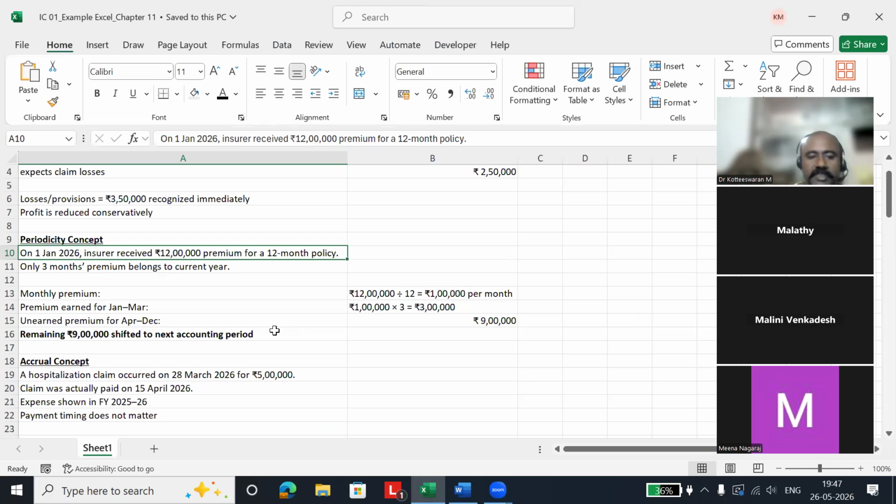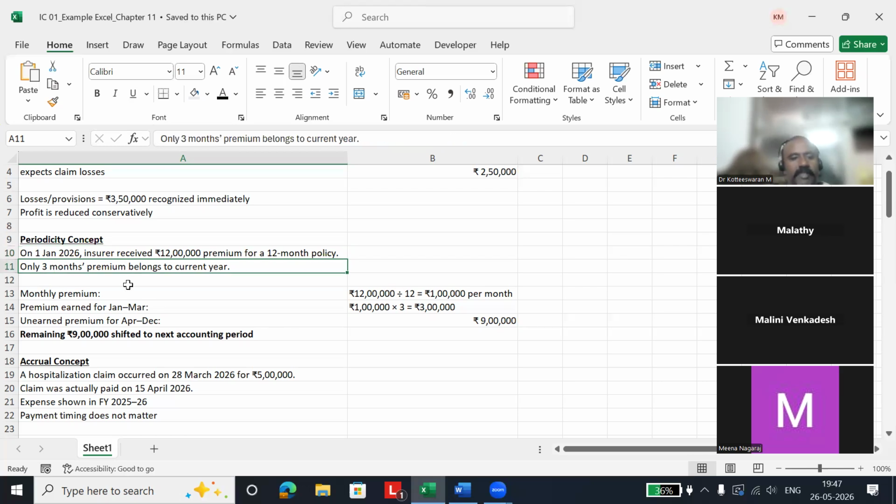12 lakh premium policy. Every month the person is going to pay 1 lakh rupees premium, or it may be an annual premium also. One time annual premium, they are paying 12 lakh rupees premium. When they are paying, Jan 1, 2026.